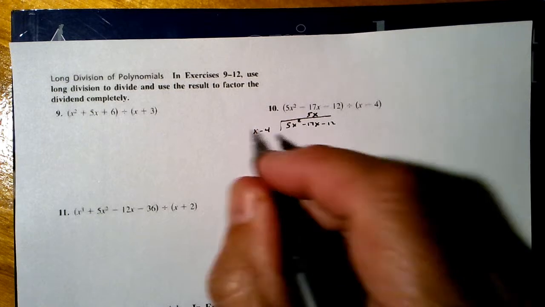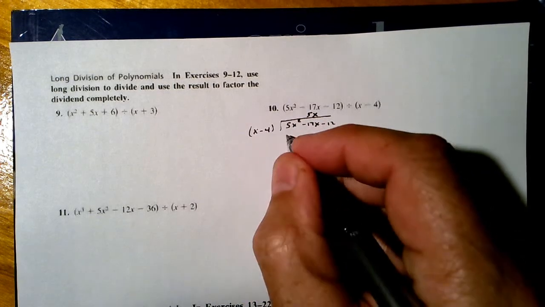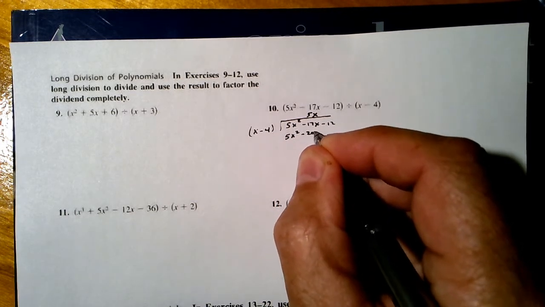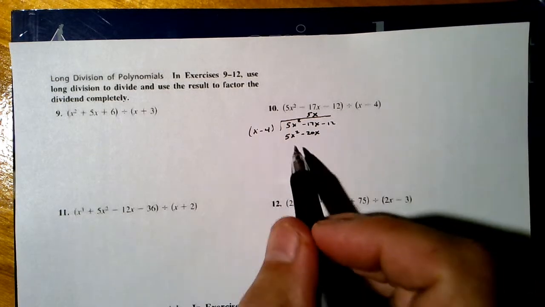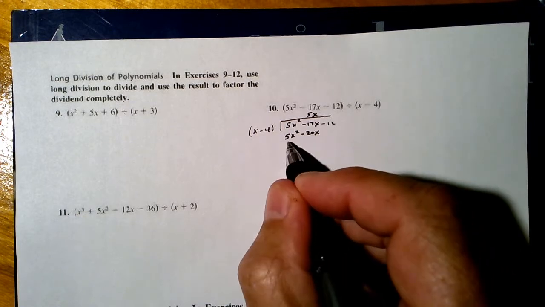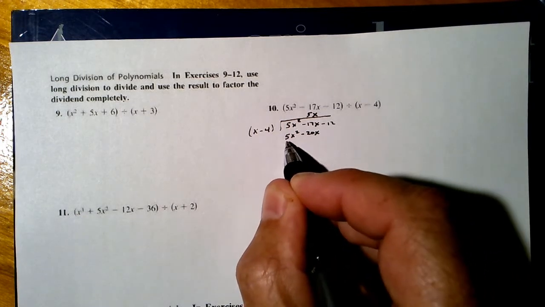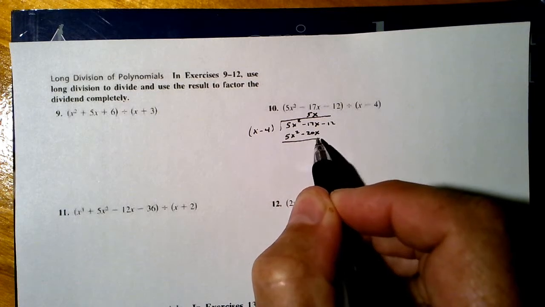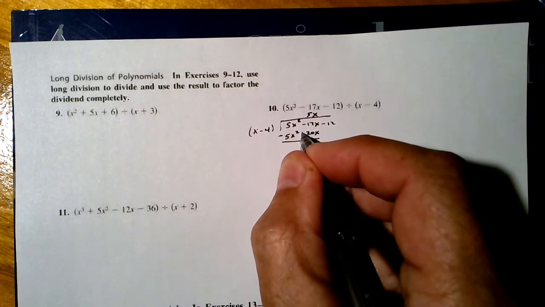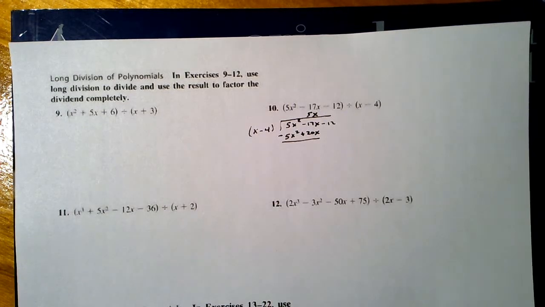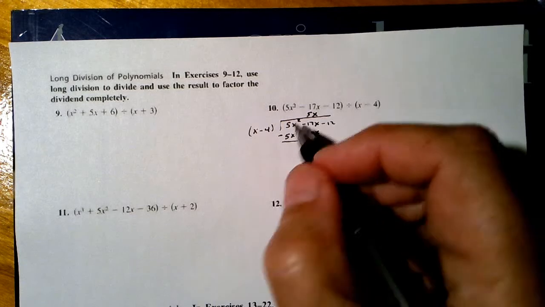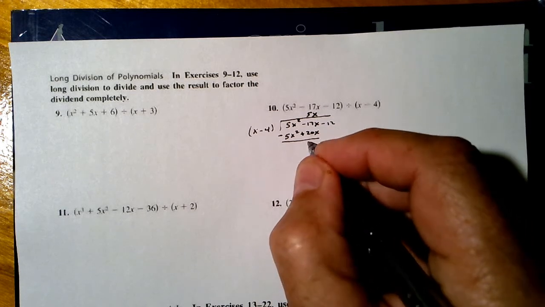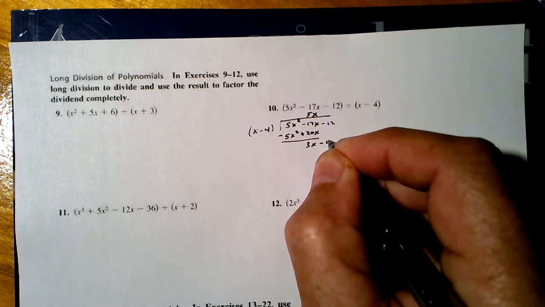So when I do that, when I distribute this to the x minus 4, I get 5x squared, 5x times minus 4, minus 20x. And then we know we're going to put our line here and we're going to subtract. So it's 5x squared minus 20x, but we are subtracting. So those signs change. Easy to forget that. I always say but we are subtracting, as you're going to see. So 5x squared minus 5x squared cancels out. Negative 17x plus 20x, 3x minus 12.